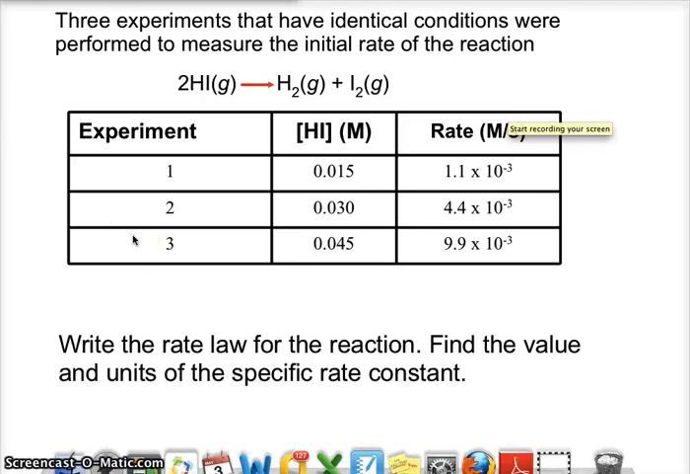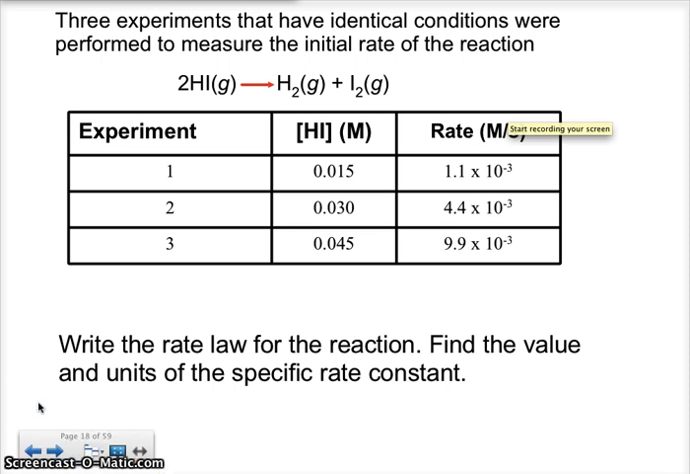All right, this is an example of how to calculate a rate law for a one, notice we only have one reactant rate law, and I'm going to show you how to calculate both the order and the specific rate constant, and then in the end additionally write the rate law for the reaction.